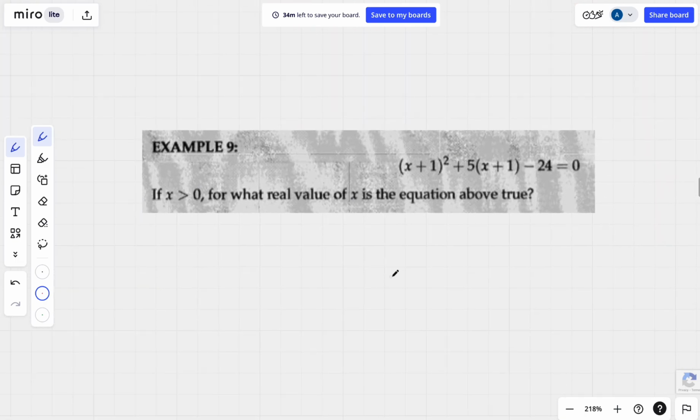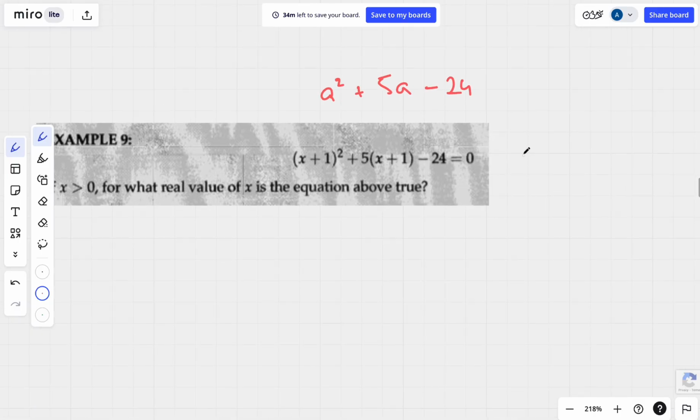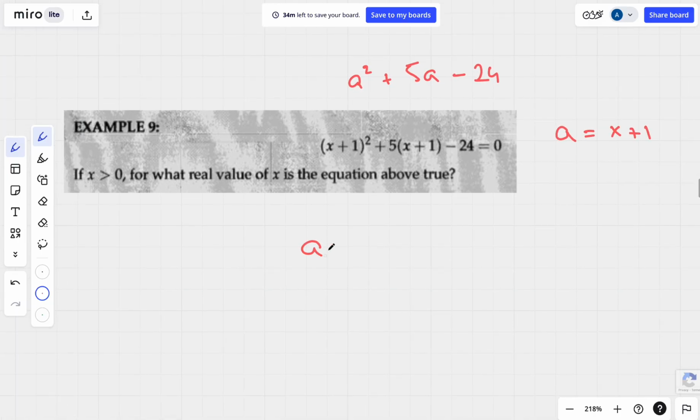Example 9, it says, what real value of x would it be? So we need to solve this. This looks a lot like a quadratic equation, like a squared plus 5a minus 24, right? So we'll just substitute x plus 1 with a. So I'll say a is equal to x plus 1. It makes things a lot easier to solve. So we get a squared plus 5a minus 24 is equal to 0. And then we'll have to solve this.